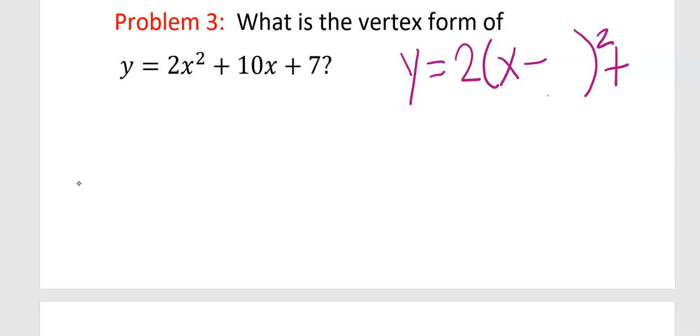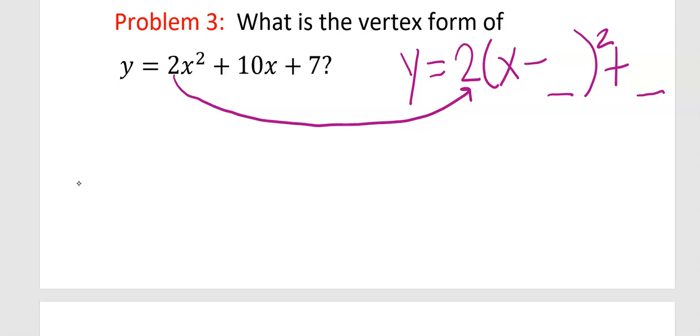And the two things I need to fill in are the x part of the vertex and the y part of the vertex. Now, where'd that 2 come from? This 2 right here, if there's a number ahead of that x squared, it still needs to be there. So if it's a 1/3, carry the 1/3 over. If it's a -7, carry the -7 over. Whatever it is, it comes with it.